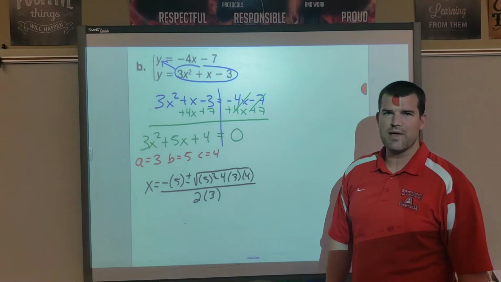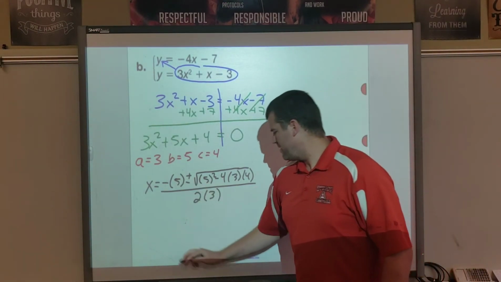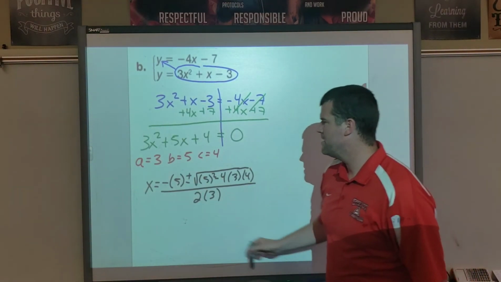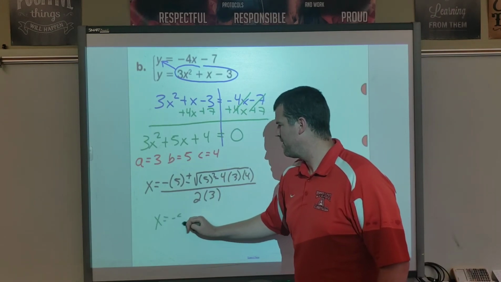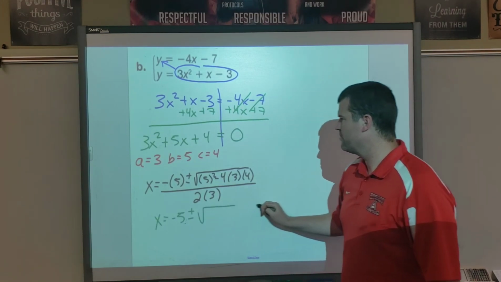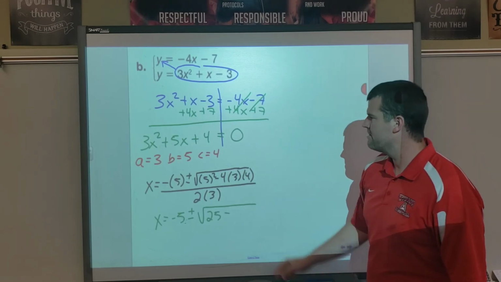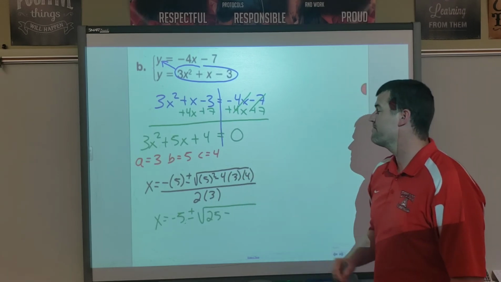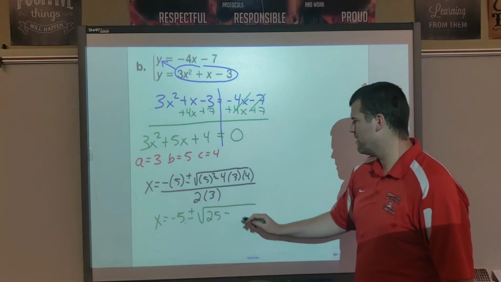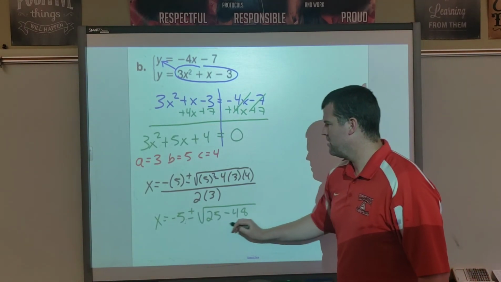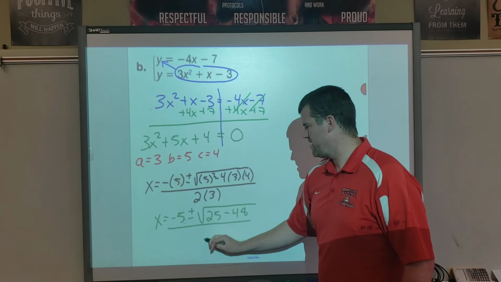Whew, this is some good math. I'm getting tired. All right, x equals negative 5 plus or minus the square root of 25 minus 4 times 3 times 4, let's see, 12 times 4, 48, all over 2 times 3.